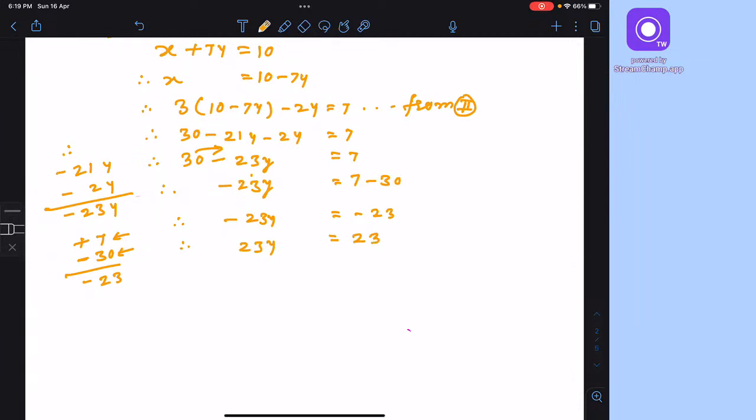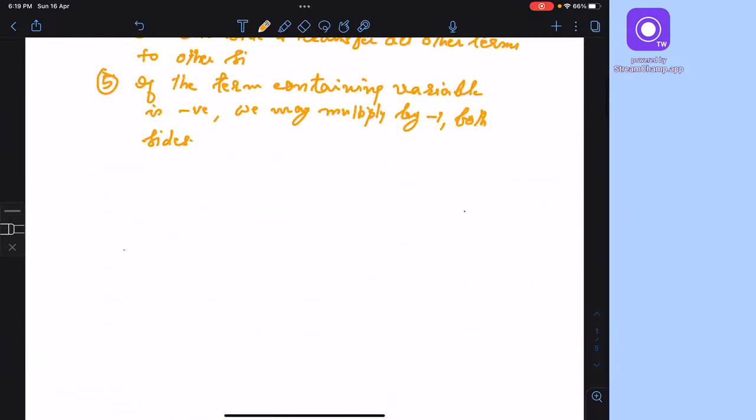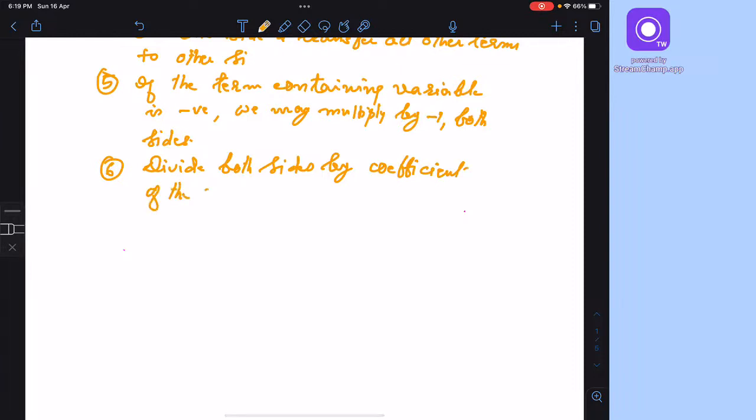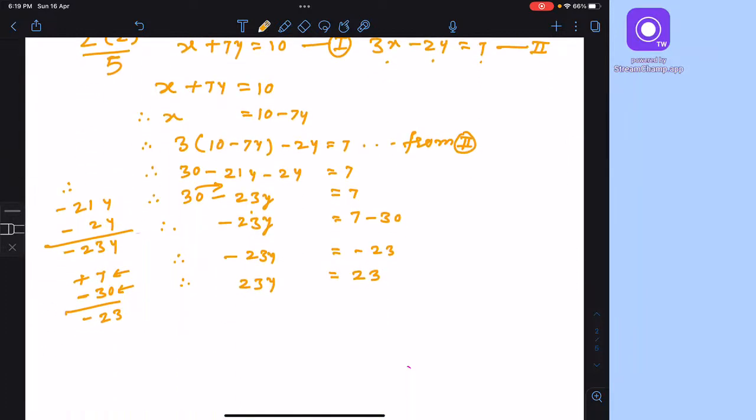Okay, and now divide both sides by the coefficient of the variable. Divide both the sides by the coefficient of the variable.